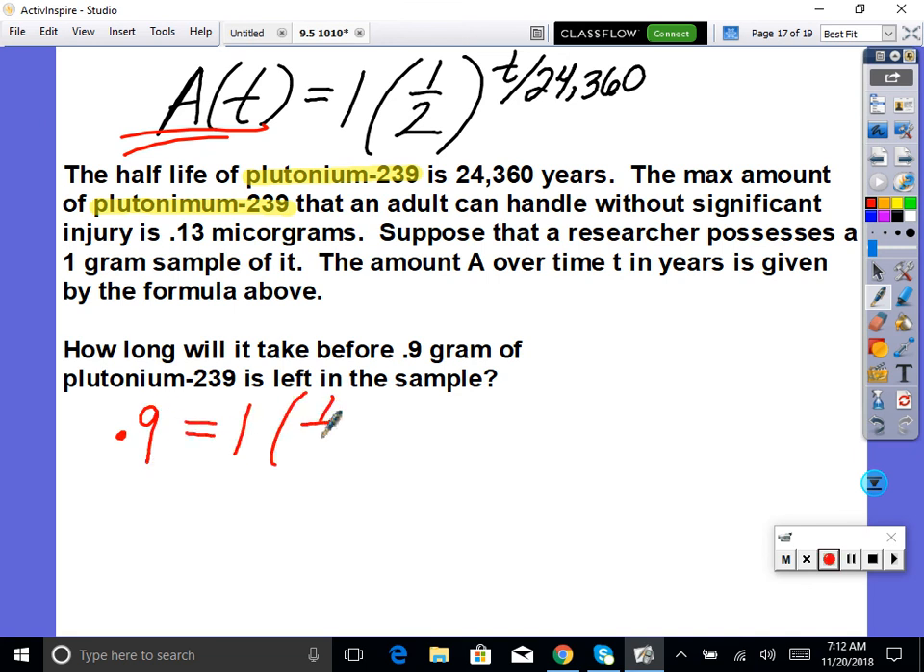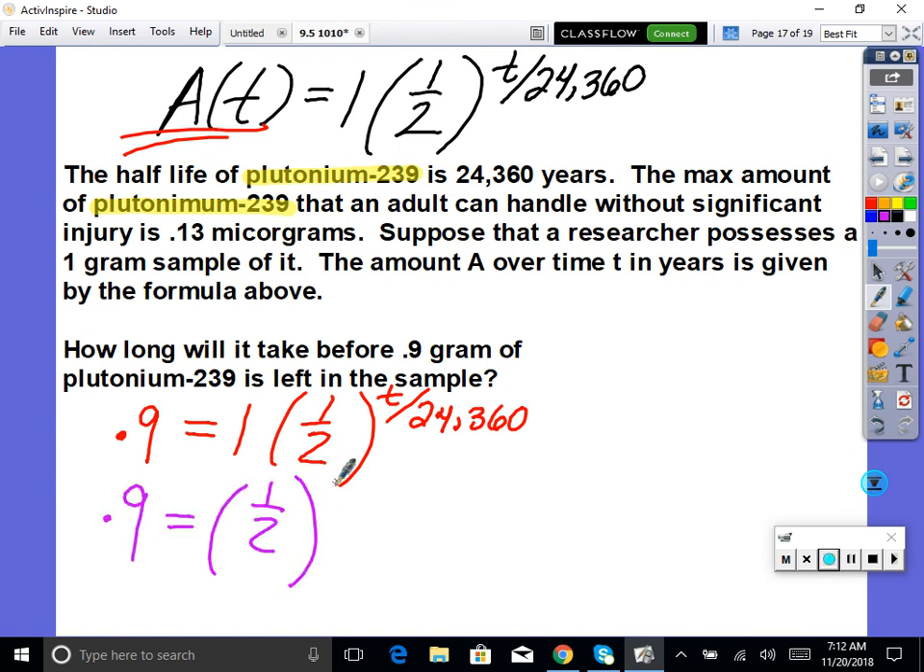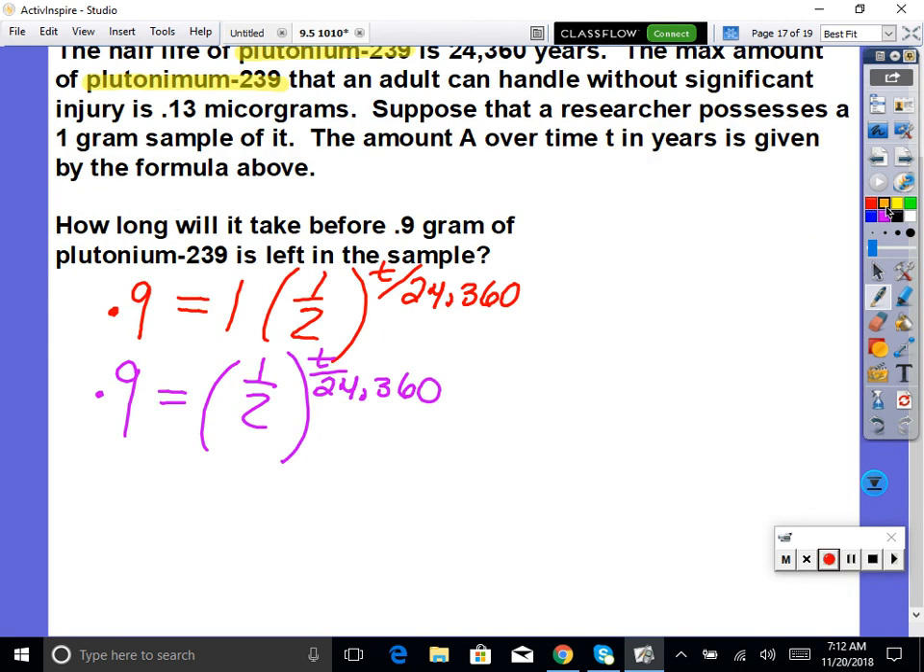That's equal to 1 times 1/2 raised to the t divided by 24,360. And now solve for t. So isolate the base. Divide both sides by 1, right? So then you just have your 0.9 equals 1/2 raised to the t divided by 24,360. How do you undo a base of half? Log base of half both sides. So it's just the exact same thing that we just did. So log base of half both sides.